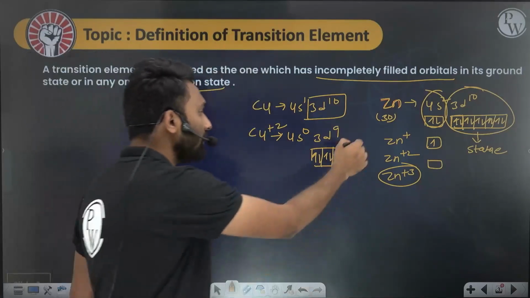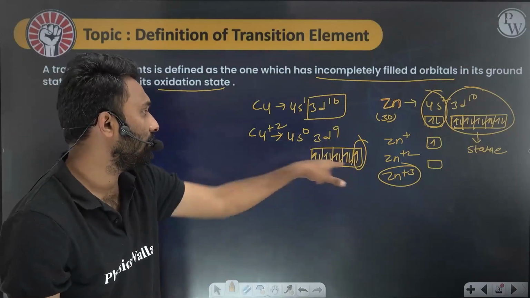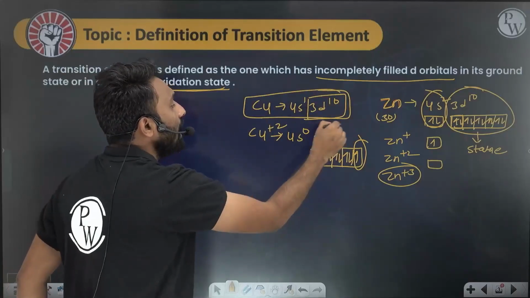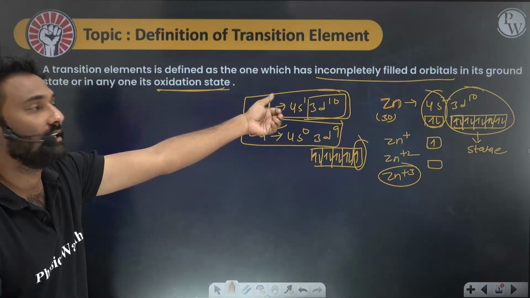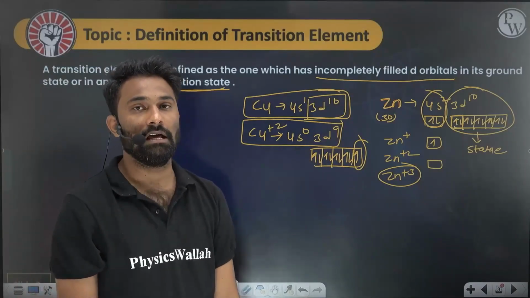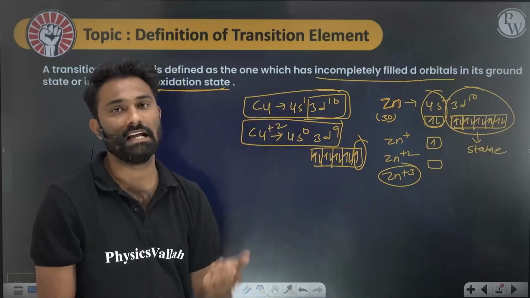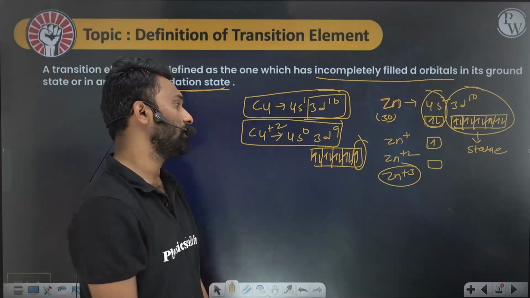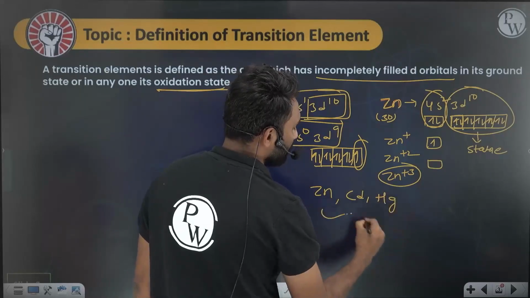3d9. Therefore here there is one incompletely filled d orbital. Due to the presence of the incompletely filled d orbital, that's the reason I said, either in the elemental state or in its ground state or any of its oxidation state, it should have an empty or a partially filled d orbital, partially filled or half filled or incompletely filled. Then we can say it is a transition element. If it is completely filled, then we will not say it is a transition element. That is why zinc, cadmium and mercury are not the transition metals.